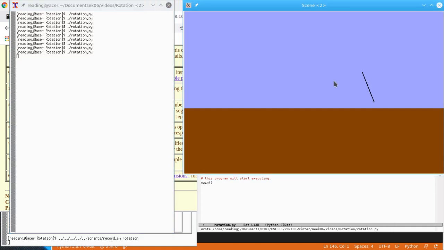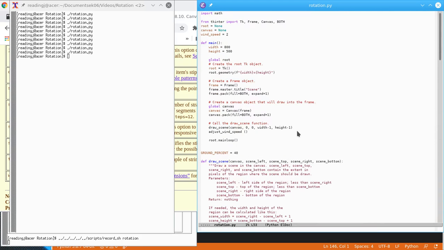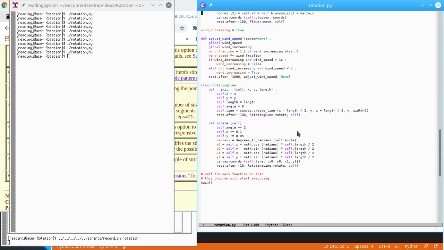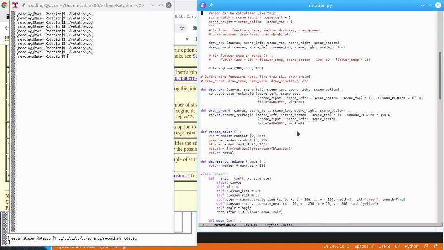So you can translate and rotate at the same time, and it's pretty easy. Now it's hitting the ground. Okay. So that's rotating a line. That's fairly simple. Of course we can have multiple lines. We always have to try that, right?